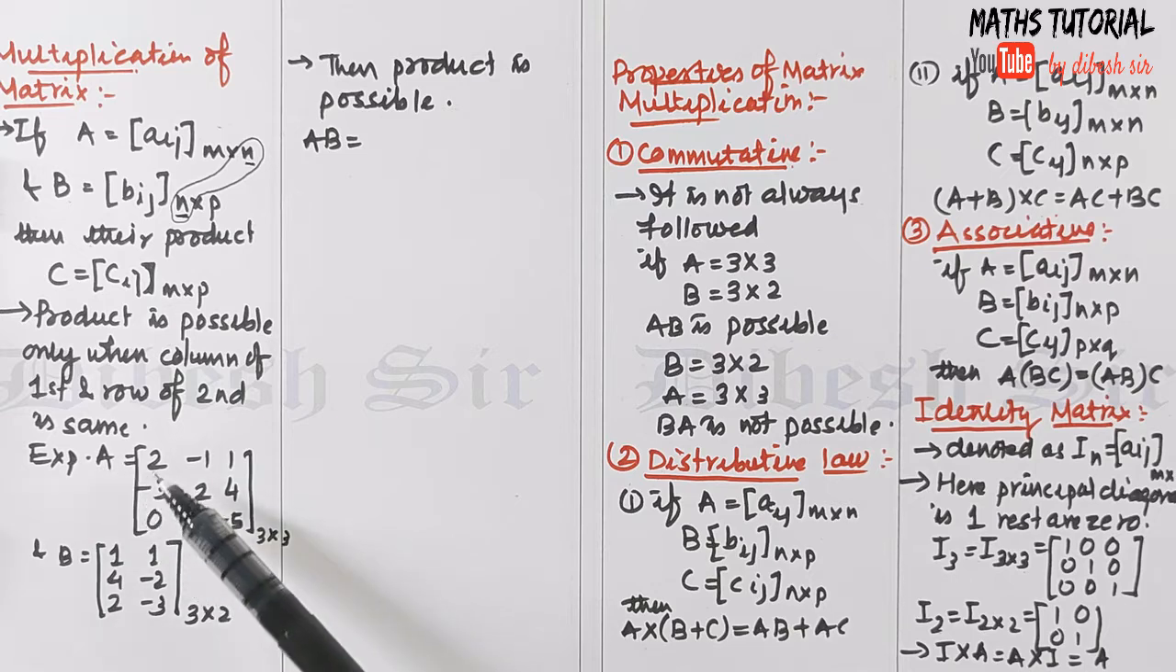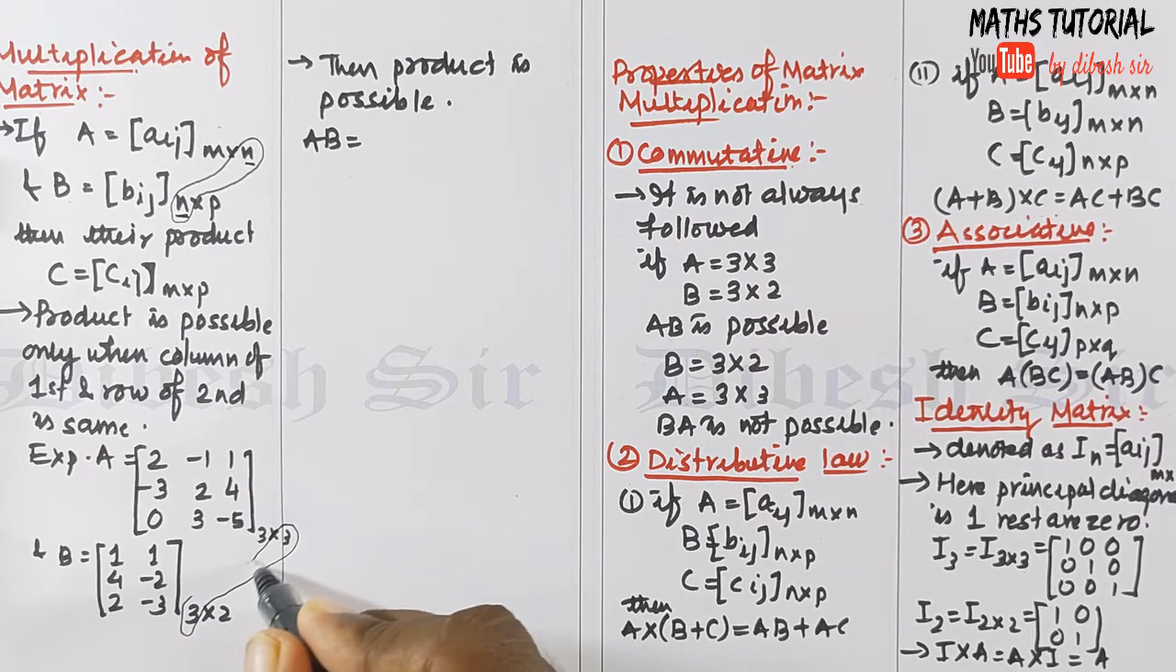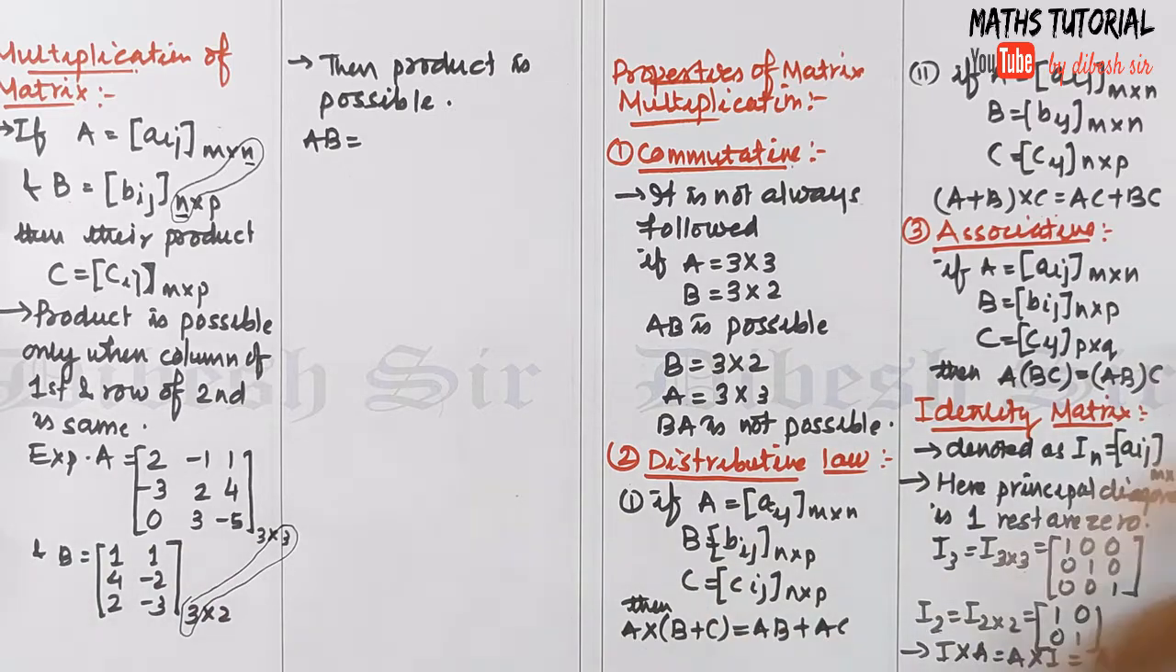Example: A is equal to [2 -1 1; 3 2 4; -3 2 4; 0 3 -5], and B is equal to [1 1; 4 -2; 2 -3]. Since here it is 3 cross 3 and here 3 cross 2, the column of first is 3 and the row of second is 3. Since both are the same, the product is possible, and we'll find AB.